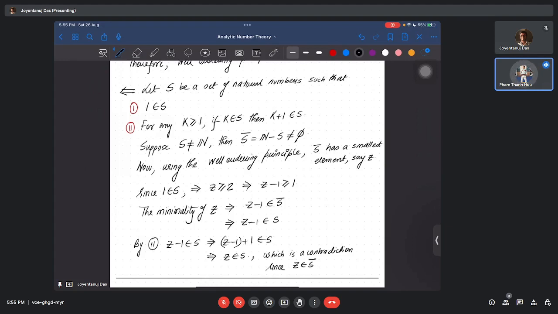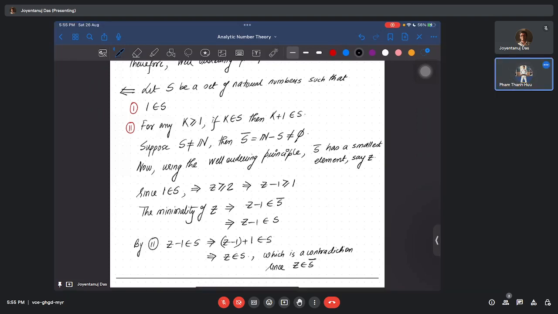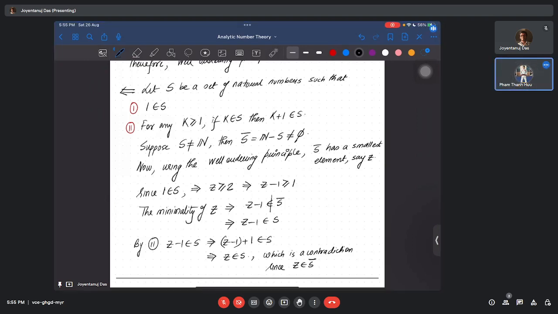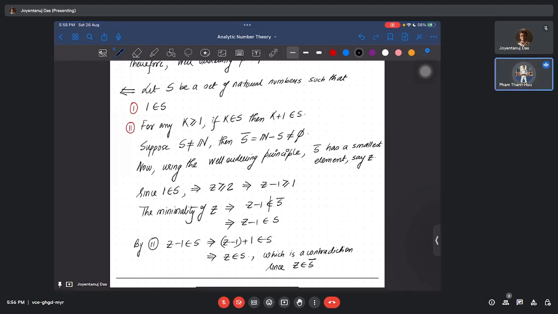Z minus one belongs to S complement? Because z is the smallest element, z minus 1 cannot belong to S complement, right? So this does not belong. I think I told it orally, but forgot to write it down. Okay, that's fine.